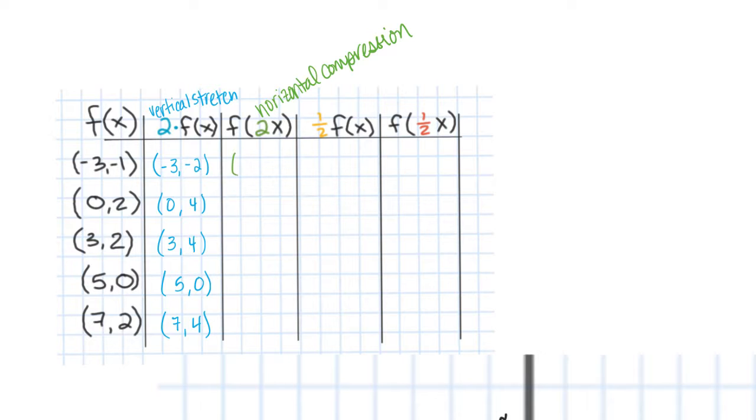So (-3, -1) becomes (-3/2, -1). (0, 2) stays (0, 2) because 0 times 1/2 is still 0. (3, 2) becomes (3/2, 2). (5, 0) becomes (5/2, 0). And (7, 2) becomes (7/2, 2). Now let's graph these points.